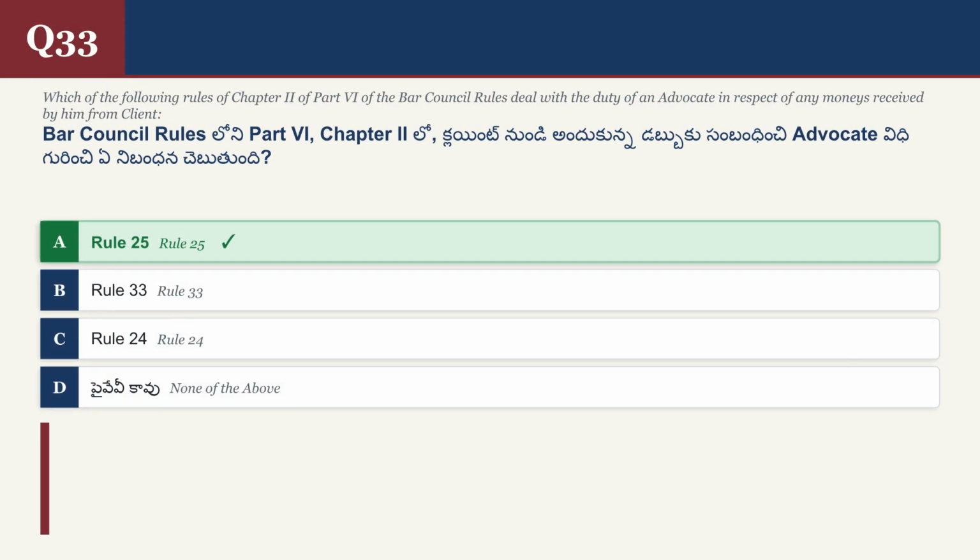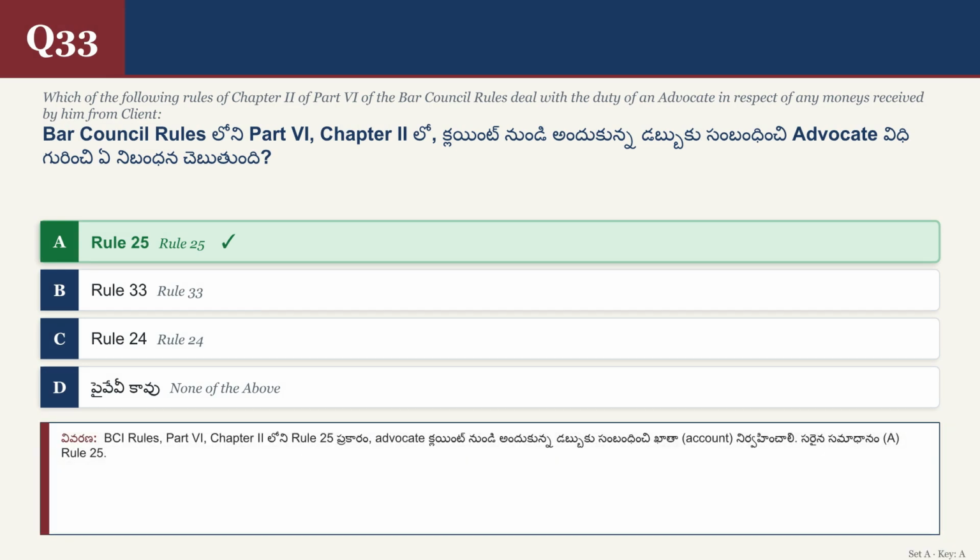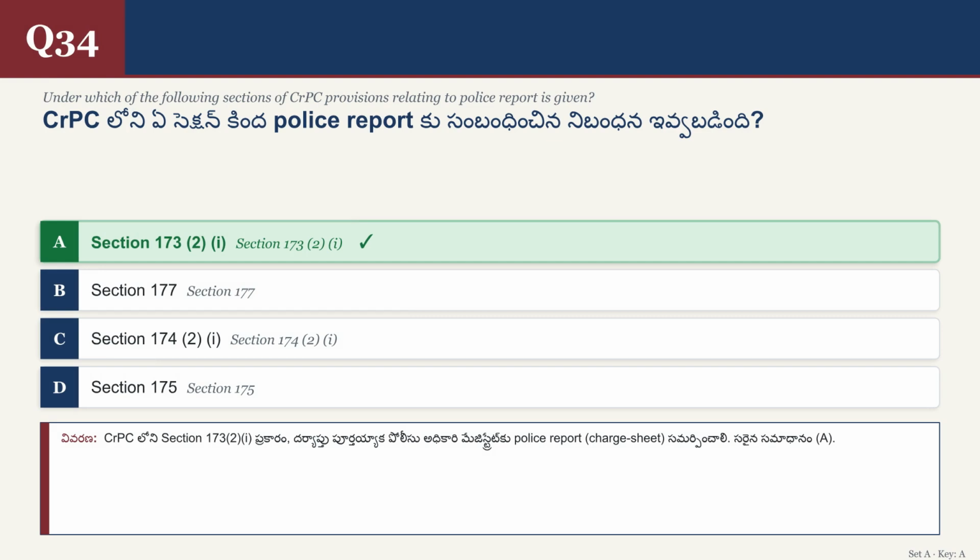Question 33 asks, which rule of the Bar Council rules deals with the duty of an advocate concerning monies received from a client? The correct answer is A, Rule 25. Question 34 asks under which section of the CrPC provisions relating to the police report are given. The correct answer is A, Section 173(2)(i).